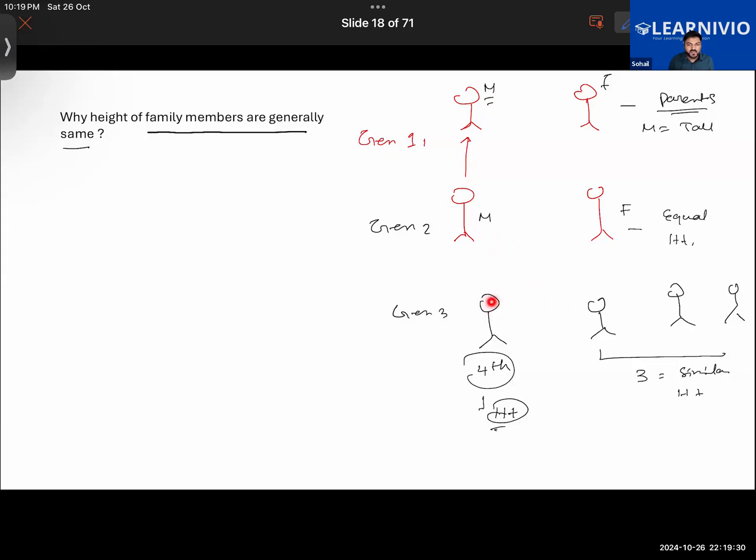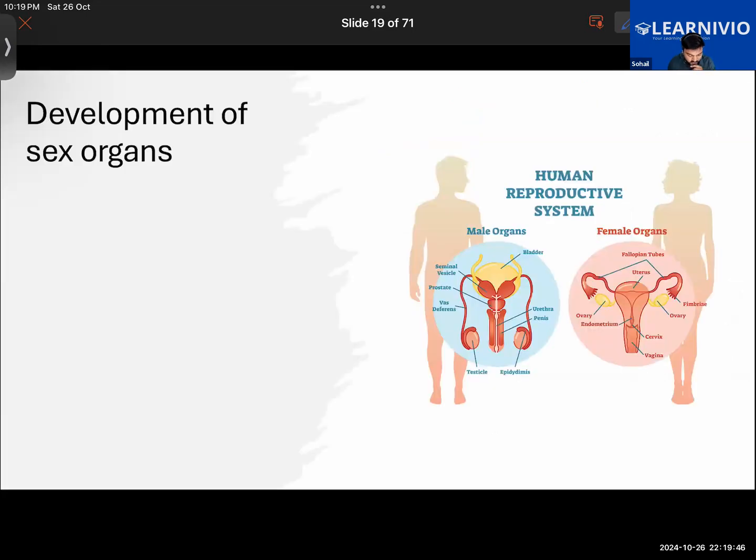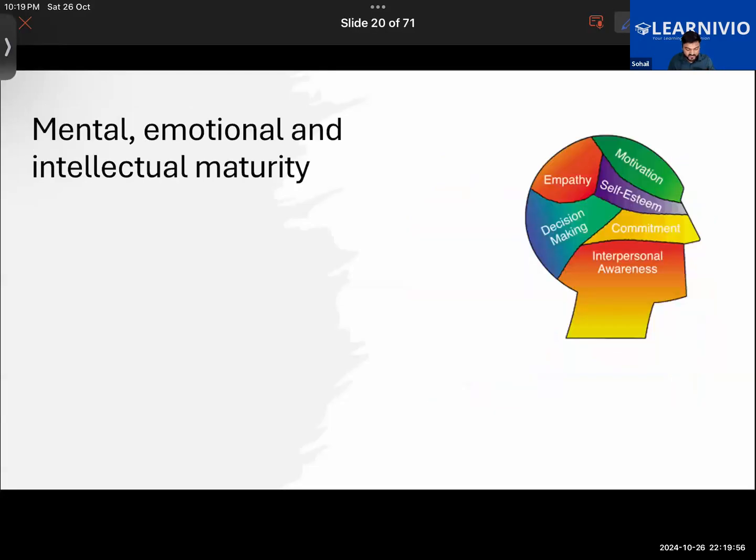So the children might be taller as compared to the parents because they might have received the genes of the grandparents, which might have influenced the height of the children, or the secretion of growth hormone might be more. That is one thing. Apart from all these changes, one of the most significant changes that puberty brings about is the development of the sex organs in the male and the female.